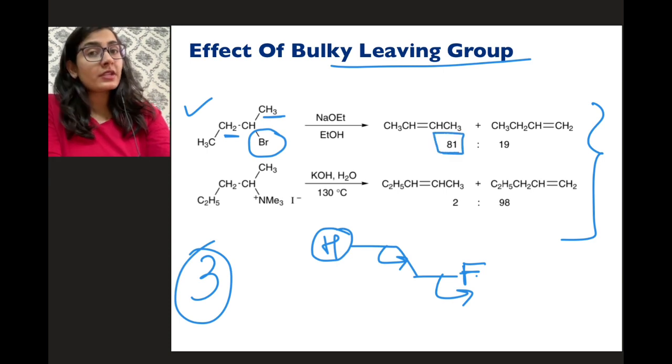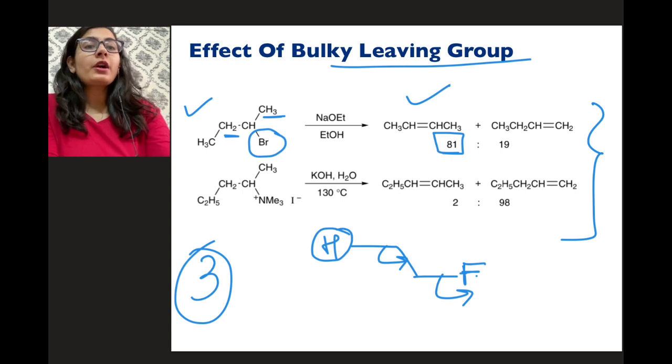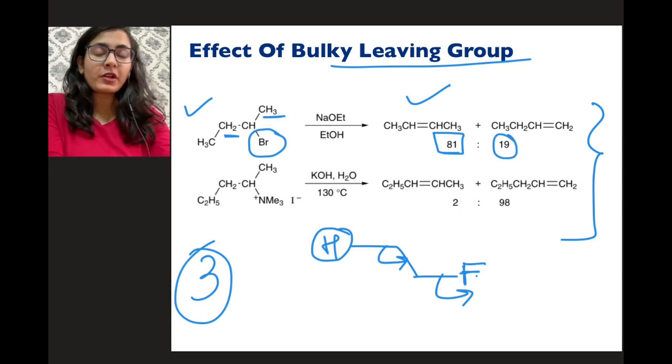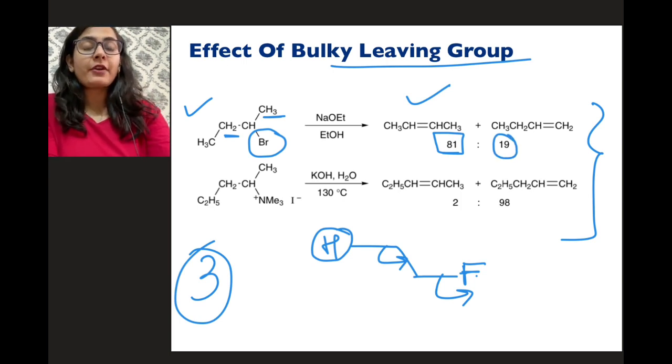81%, as you see, bromide gives you the majority of the Saytzeff product. So the majority, 81%, gives you the Saytzeff and only 19% of the Hoffman product. But if we have a very bulky leaving group, what is this?